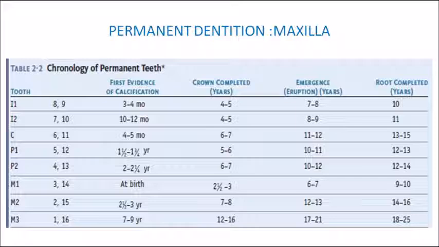So 10 years for your central incisors, 11 years for your lateral incisors, 13 to 15 years for your canine, 12 to 13 for your permanent first premolars. Second premolars are at 12 to 14 years, 9 to 10 years for your first permanent molars, 14 to 16 for your second molars, and finally 18 to 25 for your permanent third molars.